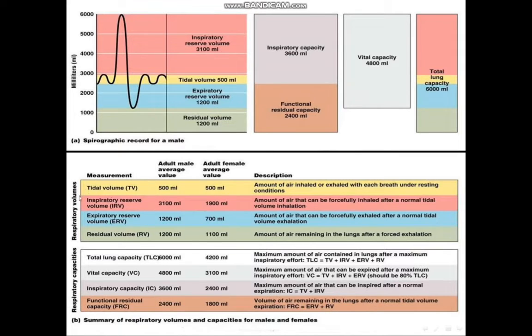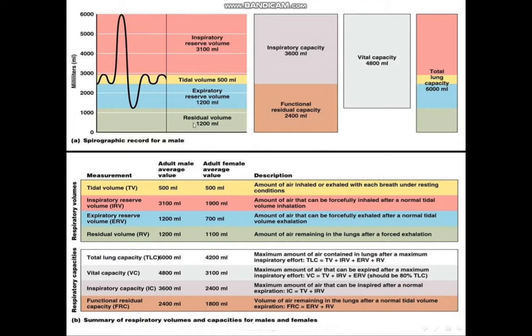The volumes are: tidal volume, the normal breath, the amount of air inhaled or exhaled with each breath under resting conditions. The inspiratory reserve volume is the deep breath, the amount of air that can be forcefully inhaled after normal tidal volume inhalation. The expiratory reserve volume is the deep exhalation, the amount of air that can be forcefully exhaled after normal tidal volume exhalation. The residual volume is the amount of air remaining in the lungs after forced exhalation.